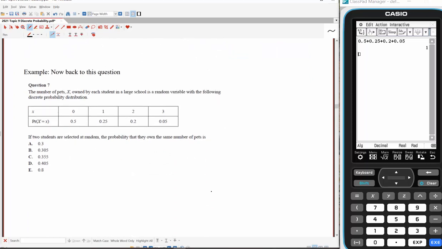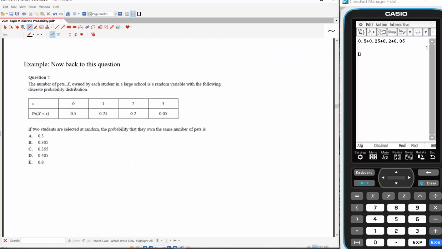Alright, so back to this question. The number of pets owned by each student in a large school is a random variable with the following discrete probability distribution. So this is what it looks like. If 2 students are selected at random, the probability that they own the same number of pets is. Alright, so we've got student 1 and student 2, and what we're looking for is the chance that they have the same number of pets.